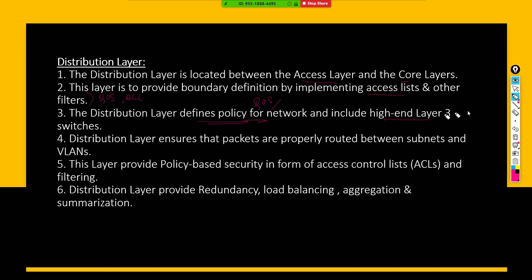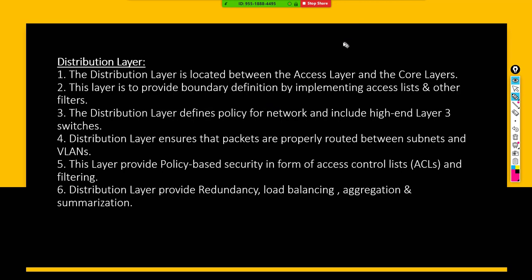As I told you, your distribution layer consists of MLS, multi-layer switches, which are capable of layer 2 and also layer 3. What else does the distribution layer do? It will properly route subnets and VLANs. Why did I say this?